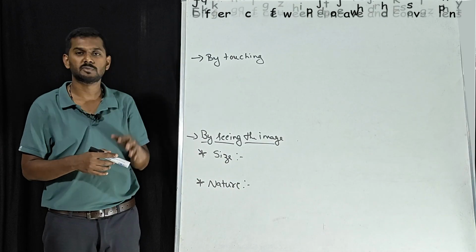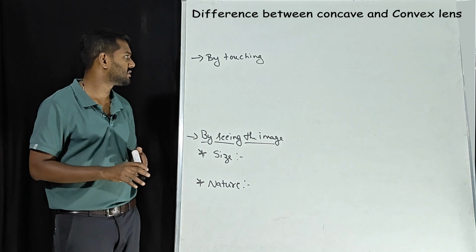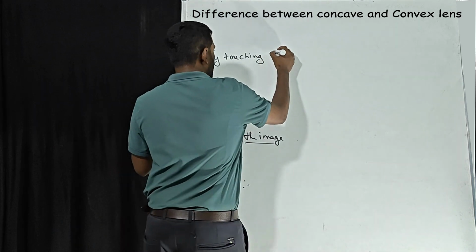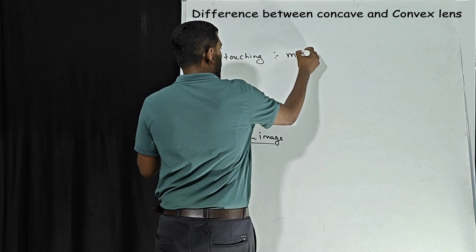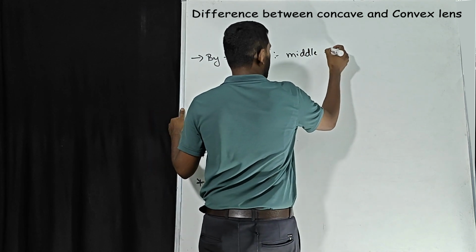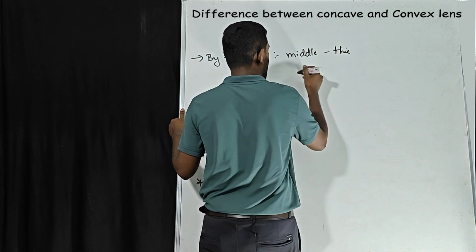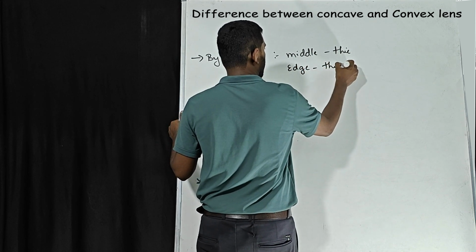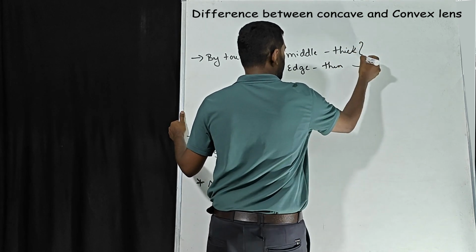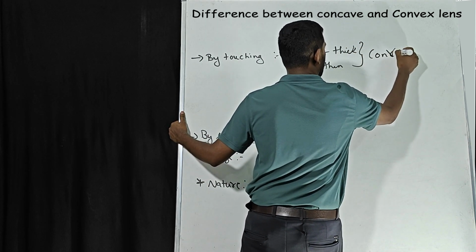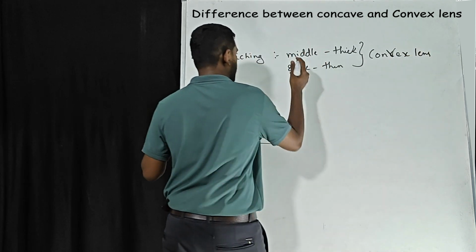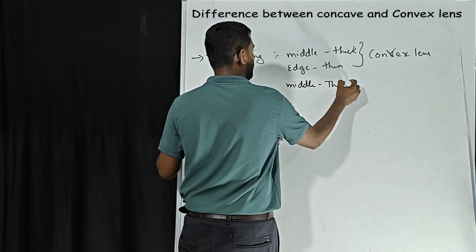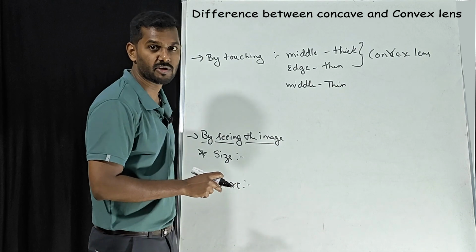Now we'll talk about some differences between convex and concave lenses. Listen, how can we differentiate? By touching it. If the middle part is thick and the edge is thin, then it is a convex lens. Exact opposite, if the middle part is thin... See, this edge is also called the periphery.